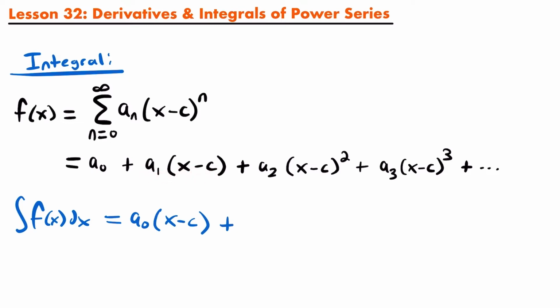And so if we were to look at a specific case scenario like we did with the derivatives, let's say that a sub 1 is 3 again, and c is 2. So we have 3 times x minus 2, and we want to integrate that with respect to x. What we could do to integrate this is use u substitution.